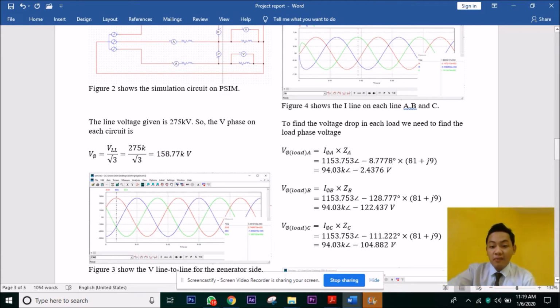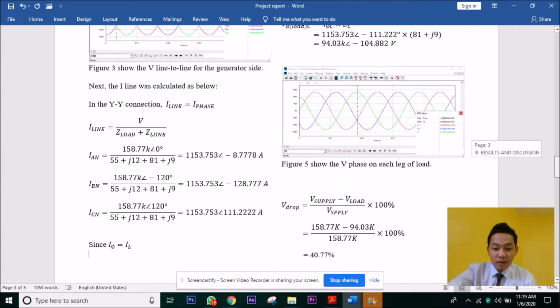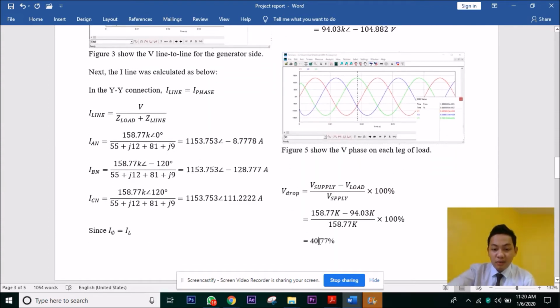And then we calculate the V phase for the load. From the I phase, we multiply with Z at the load, so ZA, ZB, and ZC. So we get the value 94.03 kilovolt, and the three V phase for the three loads are the same but different in angle. And then we calculate the V drop using this formula: V drop equals V supply minus V load over V supply times 100. And for my case, I get 40.67%.